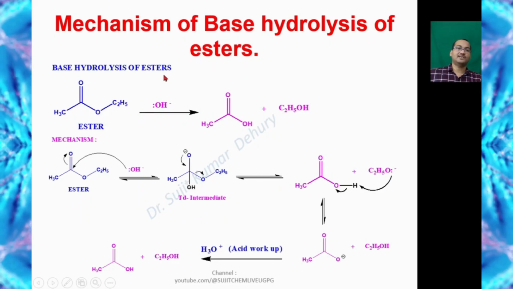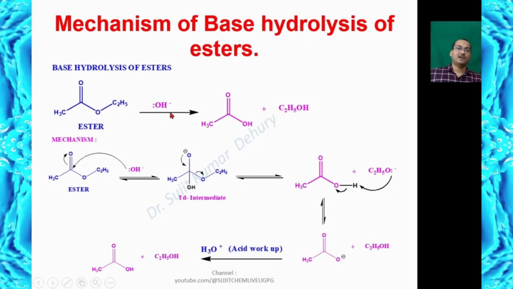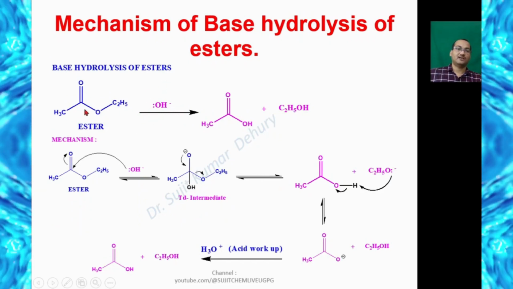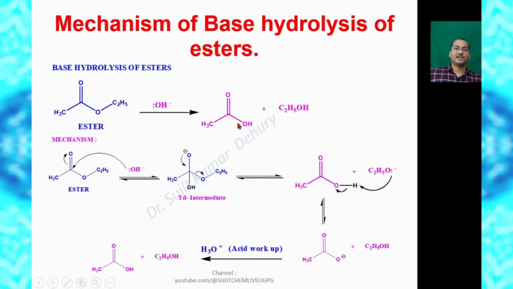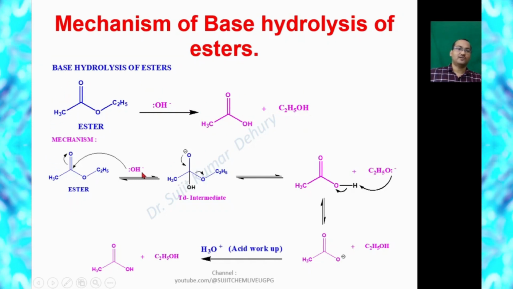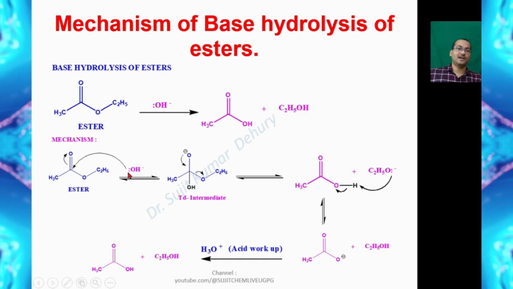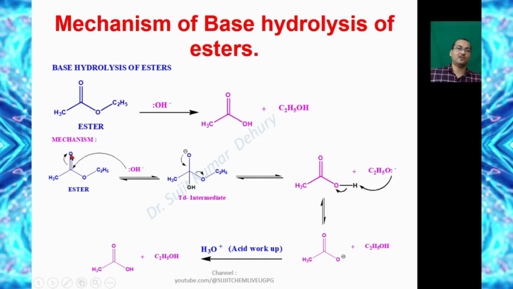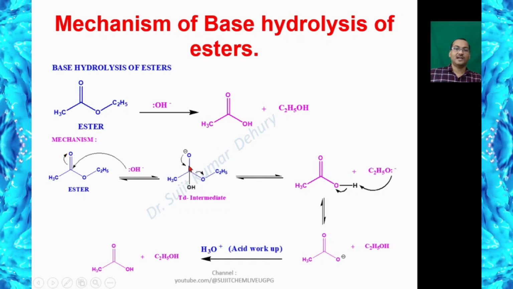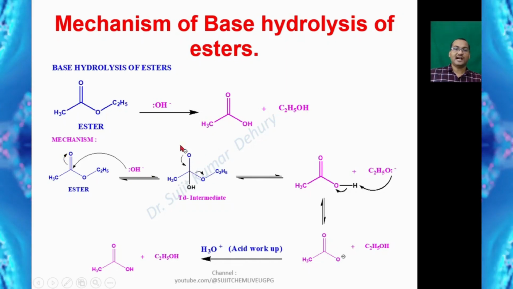Similarly, base hydrolysis of ester. Here we take the base OH minus ion, and this is the structure of the ester, resulting in the acid and alcohol. OH minus ion can act as a nucleophile, so it will attack this carbonyl carbon and this C-O bond will break on oxygen, resulting in this tetrahedral intermediate.